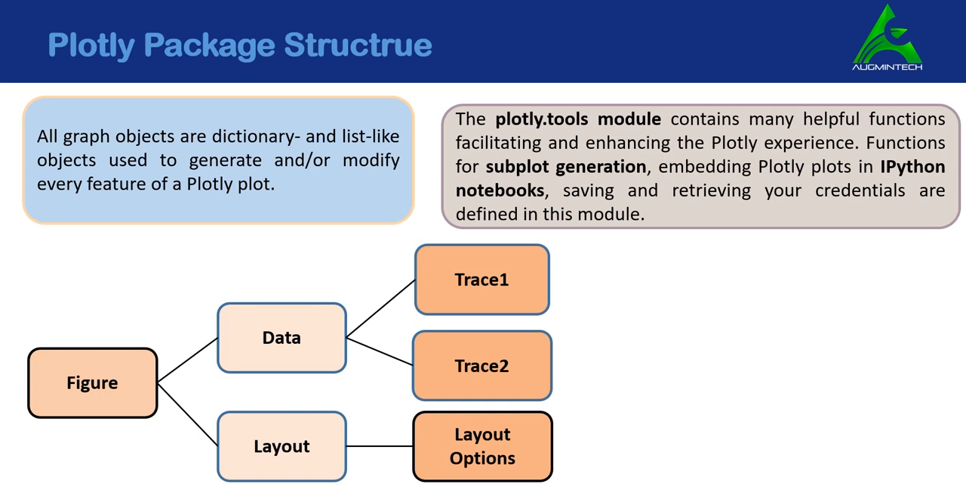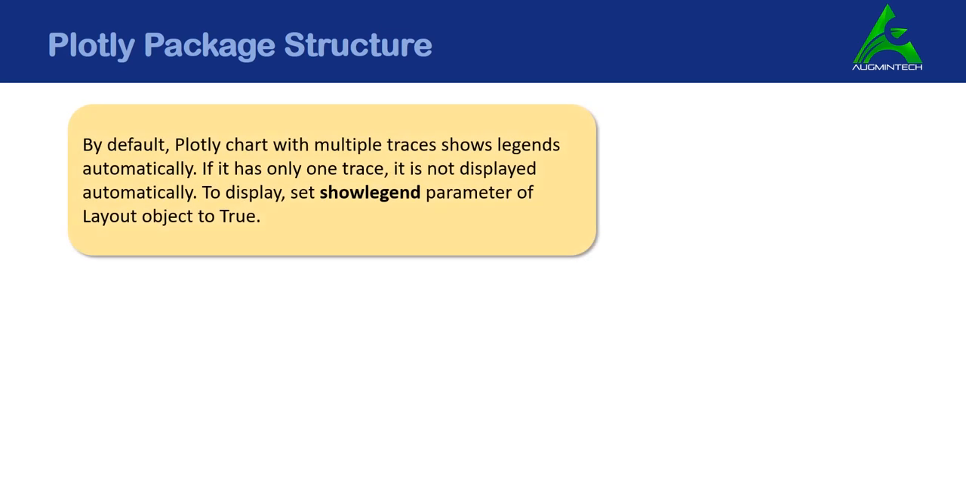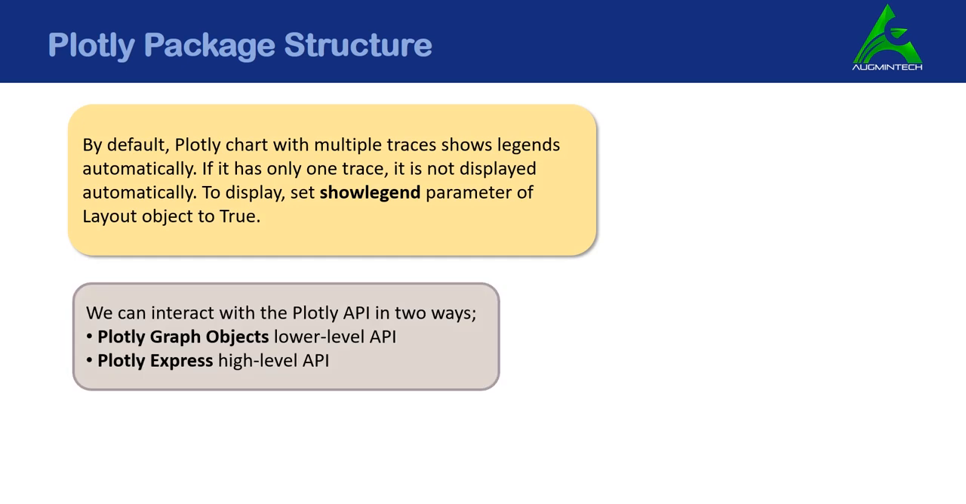So layout provides us layout options, whereas data provides us the trace 1 and trace 2. By default, a plotly chart with multiple traces shows legends automatically. If it has only one trace, it is not displayed automatically. To display it, you need to set the showlegend parameter of the layout object to true. And then we can interact with plotly APIs in two ways, using plotly graph objects for lower level APIs and plotly express for high level API.